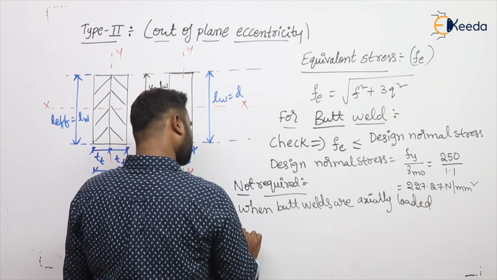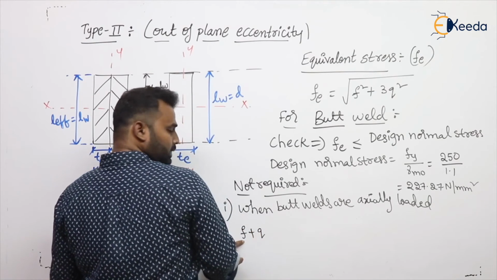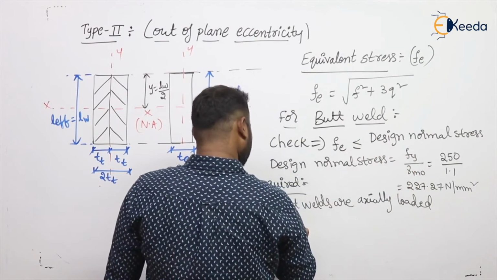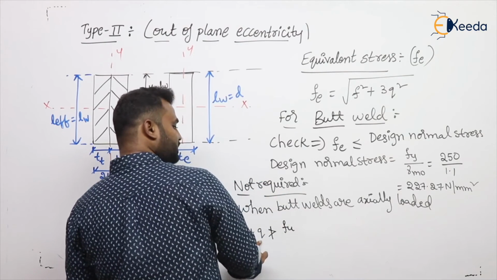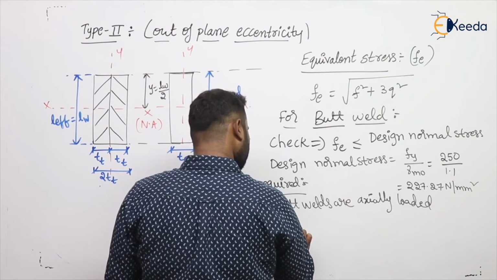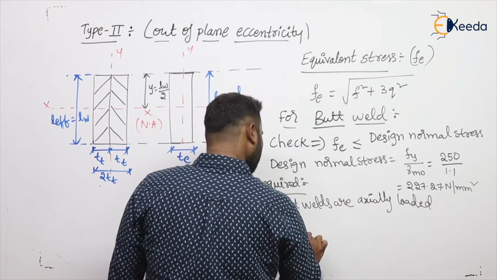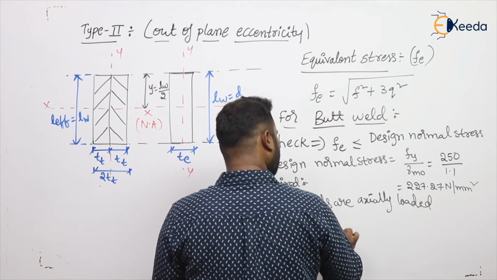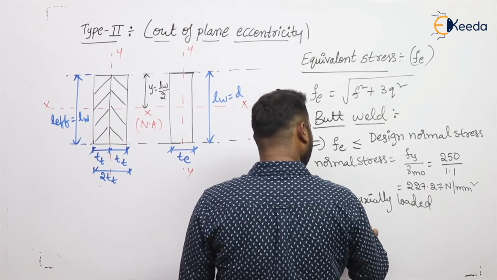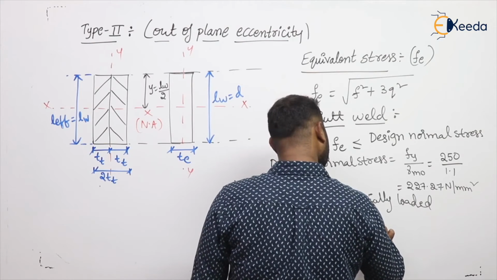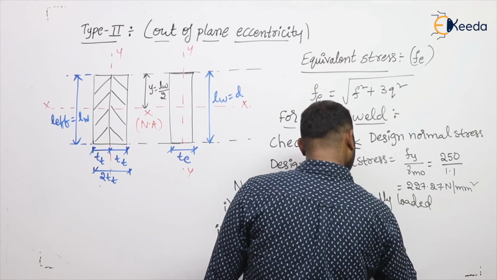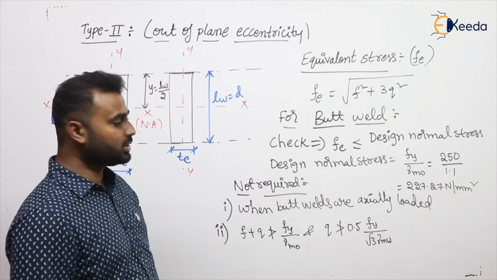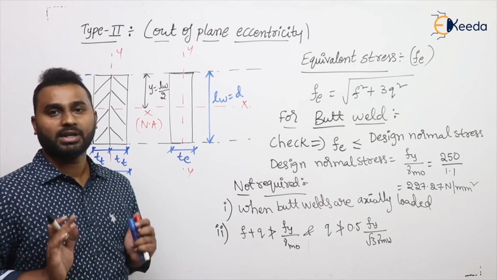Second, when sum of normal stress and shear stress does not exceed design normal stress, that is Fy by gamma m naught, and calculated shear stress does not exceed 50% of design shear stress, that is Fy by root 3 into gamma mw. If this is the case, then the check is not required. So these are the cases in which check is not required. Is that clear? For butt weld.